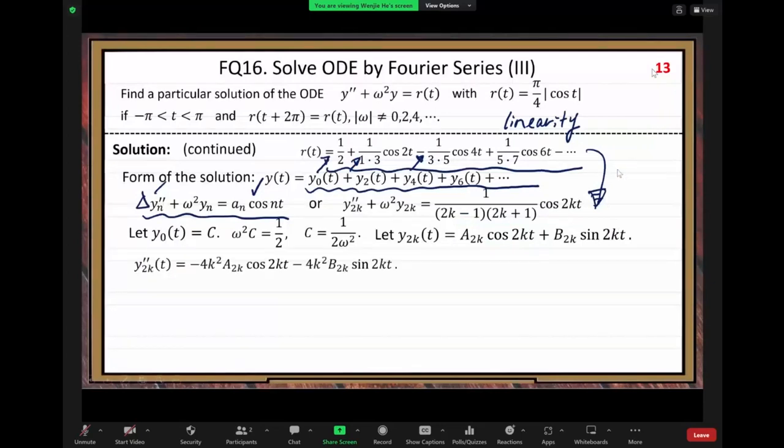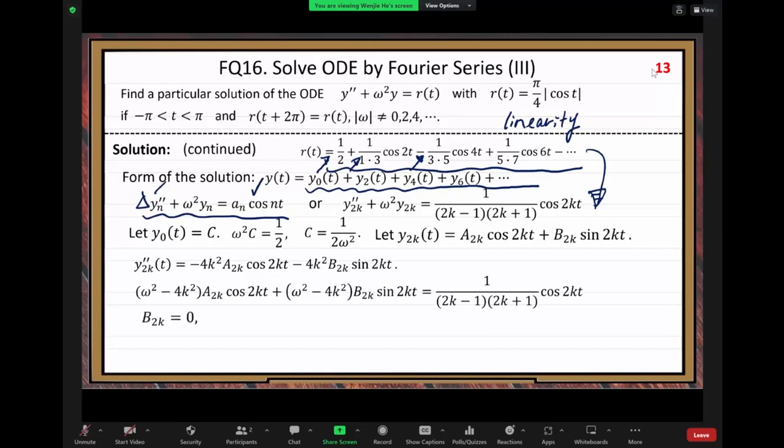So then let us do the double derivative, double prime. You can see this expression easily. Then adding y double prime plus omega squared y, you compare the left-hand side and right-hand side, so you can find b2k must be 0, because on the right-hand side there is no sine 2k t terms. So all b coefficients are 0.